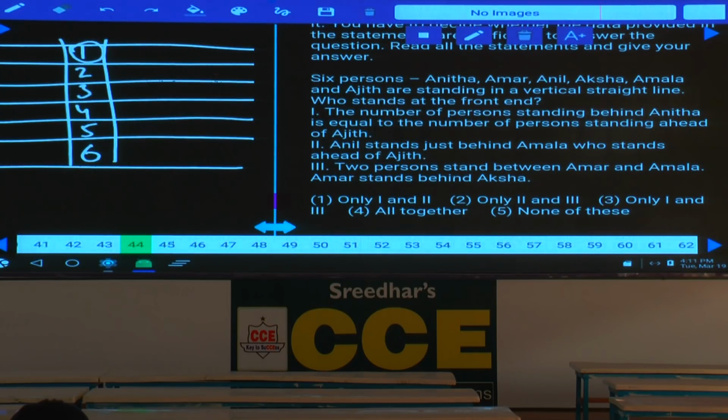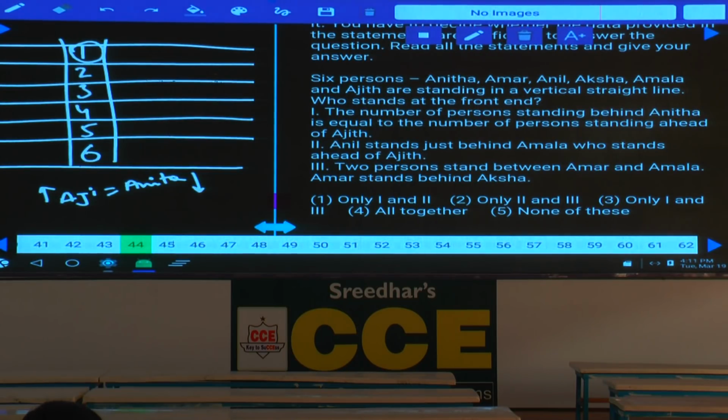First one, only 1 and 2. What is 1 here? The number of persons standing behind Anita is equal to the number of persons ahead of Ajit. How many possibilities can we have? We can have all the different possibilities. If Ajit is at the first place, Anita will be at the last place. Ajit at the second place, Anita at the 5th place. Ajit third place, Anita 4th place, and so on. Hence 6 different possibilities. As of now, we cannot represent the data.